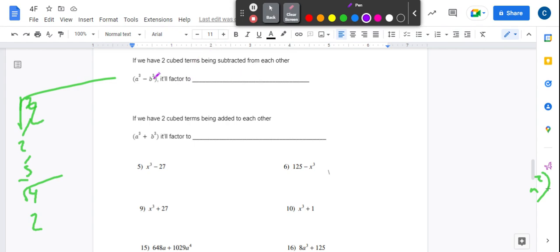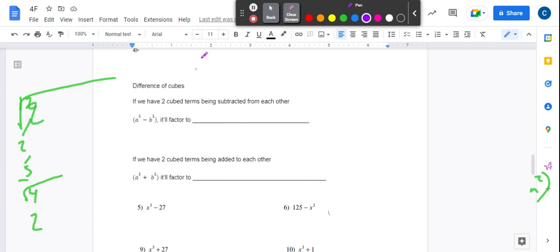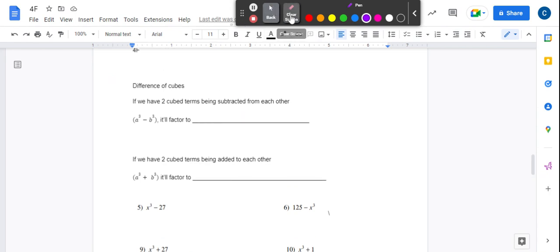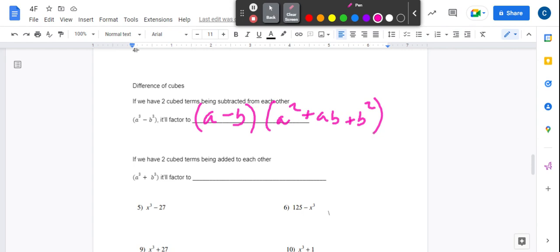All right. Next, if we have two cube numbers being subtracted from each other, and we did this difference of cubes a little bit in the 4D notes as well. If we have the difference of cubes, a cubed minus b cubed, what this factors into is a minus b times a squared plus ab plus b squared.